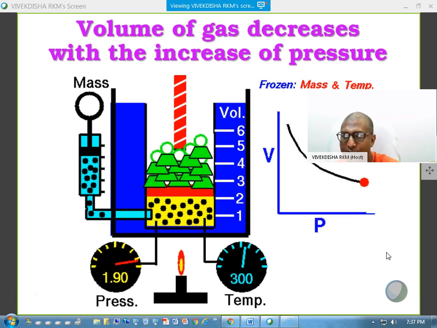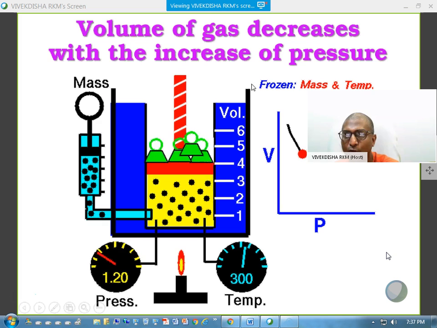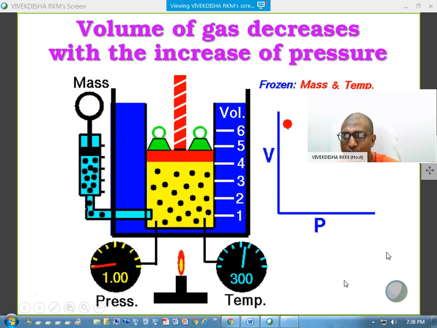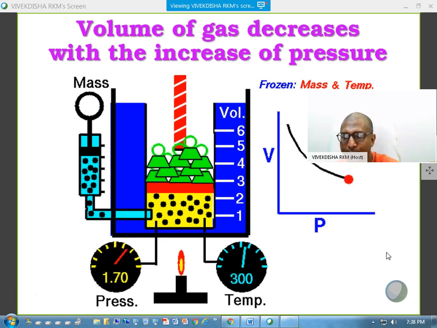When temperature is increased, volume will be increased. But if you increase the pressure, volume will be decreased. Write it down: volume of gas decreases with the increase of pressure. Is it okay? Otherwise, I will again explain you.